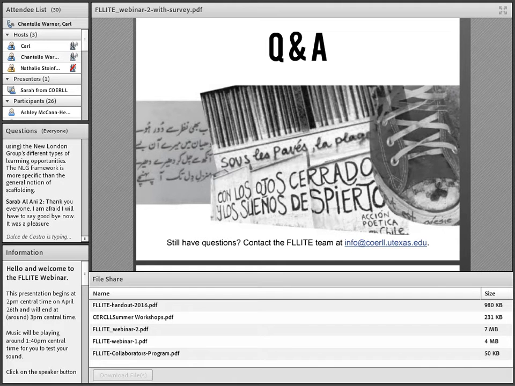One comment about the relationship between scaffolding and the New London Group, and that's something I'm trying to relate to both vocabulary that people might not be familiar with and vocabulary that people are more familiar with.